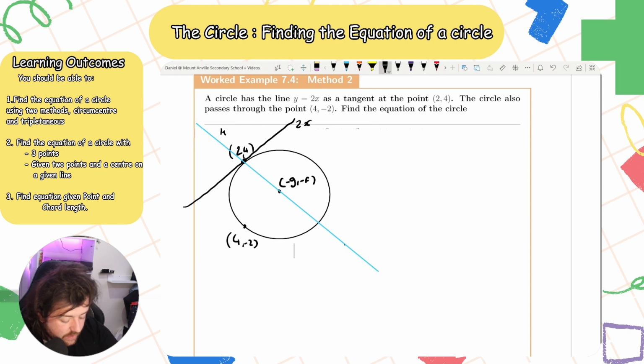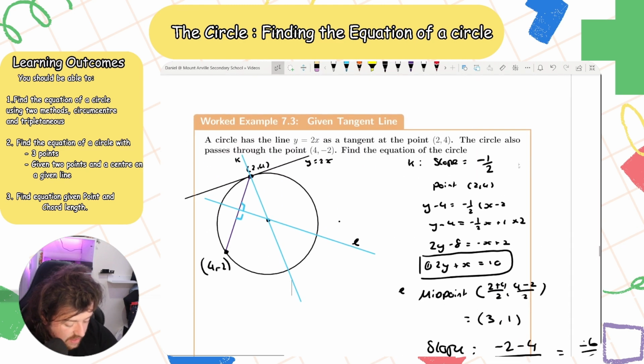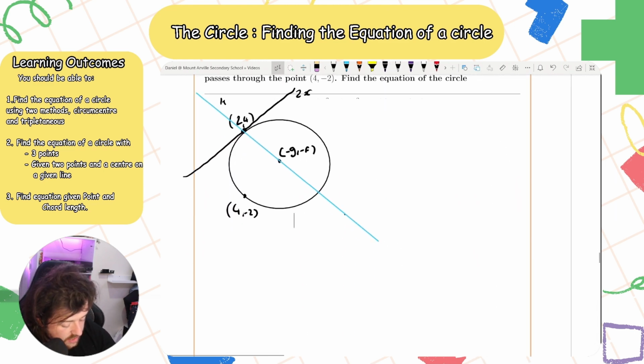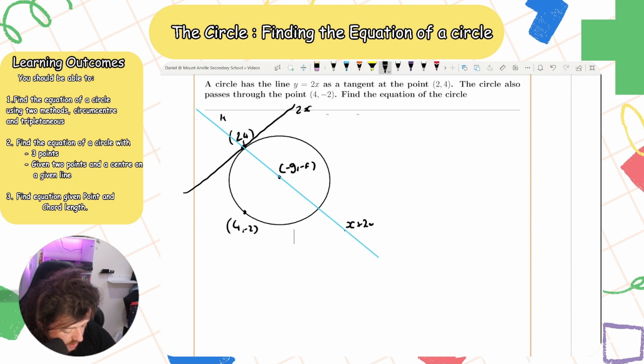So I'm just going to use from the previous part. I found what line K was here. I found that line, the perpendicular line through 2, 4, to be 2y plus x is equal to 10. So x plus 2y is equal to 10. Let's make my first equation. I know the center minus g, minus f is on this line, so I'm going to sub that into my line here. So I have minus g minus 2f is equal to 10.